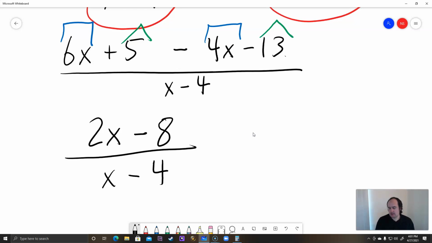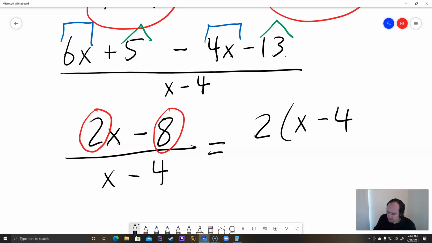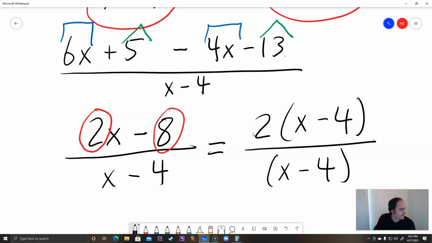Okay. And then, of course, you're not done because you still need to factor. So what can we factor here? Well, the only thing that's factorable is the numerator, and all we can do is factor out the GCF. So in the numerator, we're going to factor out the GCF. And what's the biggest number that goes into both 2 and 8? Well, 2. So we're going to factor out a 2 on the top. Okay, so we have 2 times the quantity x minus 4 on the top, and then on the bottom we just have x minus 4. Okay, and then we can see that the x minus 4s are actually going to cancel out.